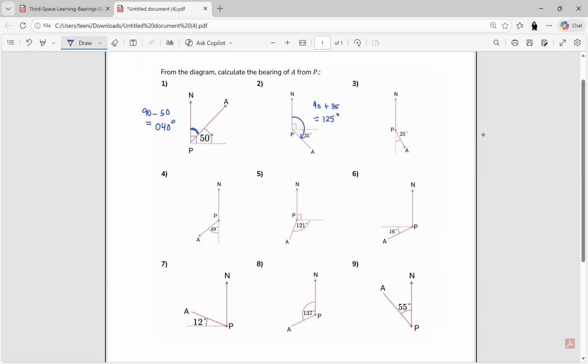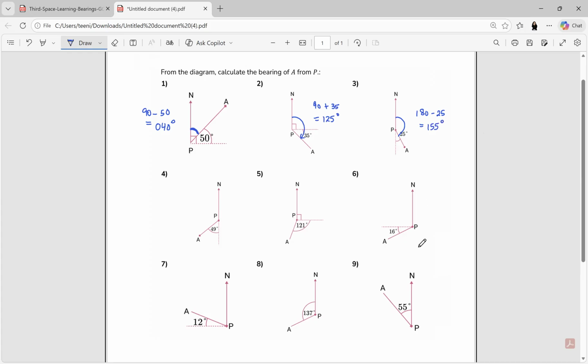I know I said I was only going to do question 1, but I'm also going to do question 3 here. Bearing of A from P again. A from P will be this entire angle on the outside here, the clockwise angle from the north line at P and the line AP. So the whole thing here is 180 degrees, and from here to here is 25. So this angle will be 180 take away 25, which will give me 155 degrees.